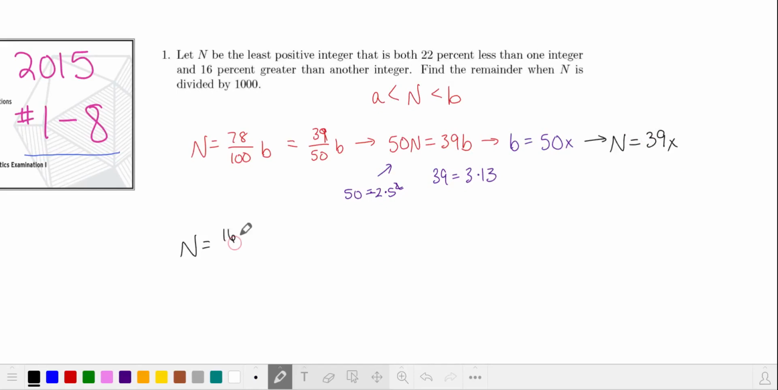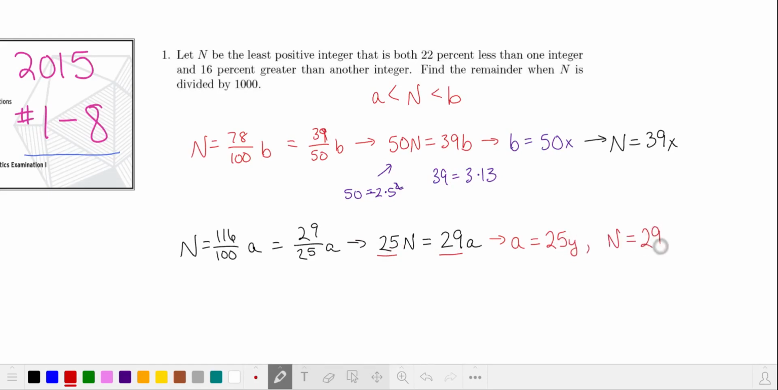n is also 16% greater than this other number a. This simplifies to 29 over 25 times a. Multiply by the denominator. Again, 25 and 29 do not share any primes in common. So a is a multiple of 25 and n is a multiple of 29.